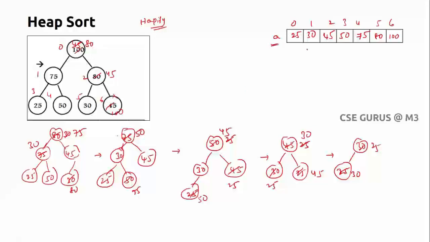Now you can see your array. Can you see all the elements in sorted order? So this is what can happen in the concept of heap sort. Like this we have to do every time.